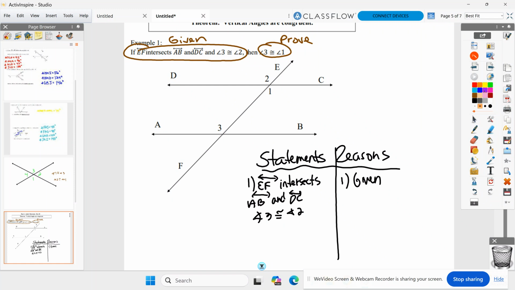Put an arc, make sure, do we have arc marks at 3 and 2? Arc marks at 3 and 2, because those are given as congruent. And now I need your help getting 3 and 1 now congruent. 3 and 1.